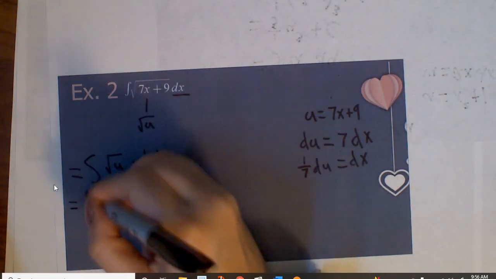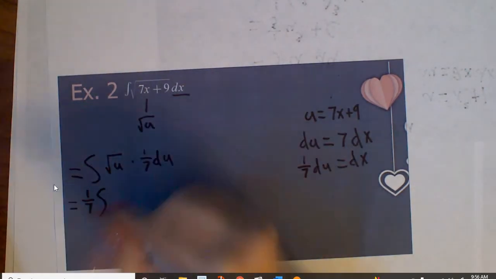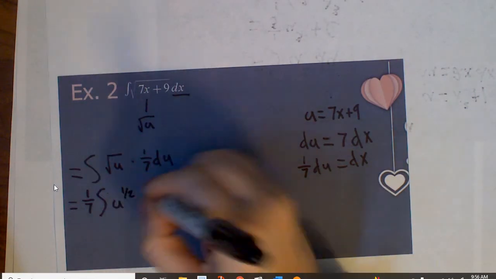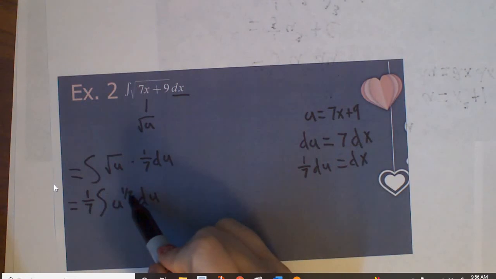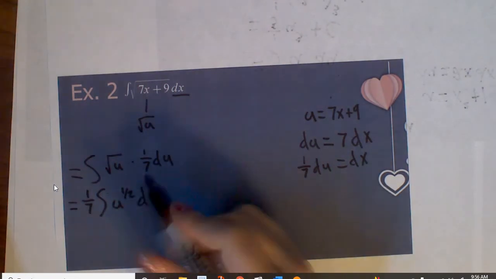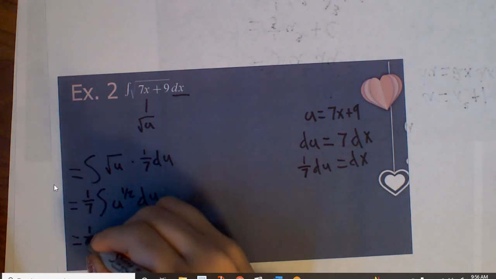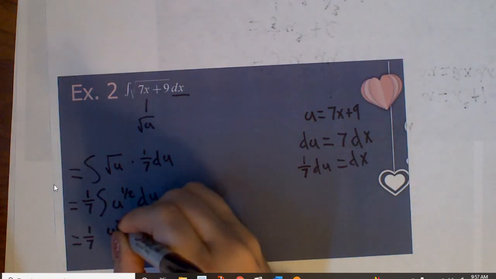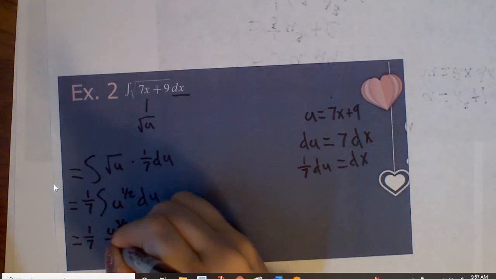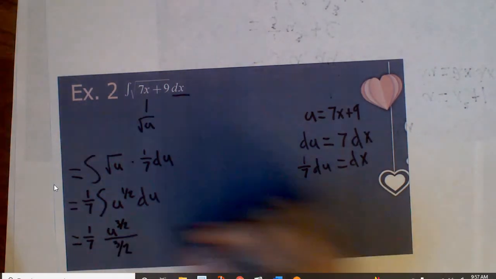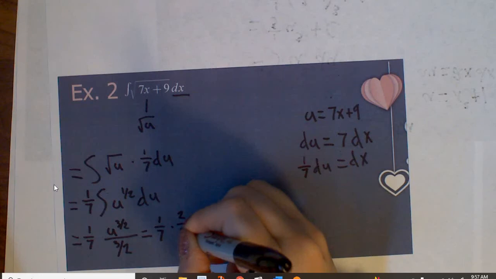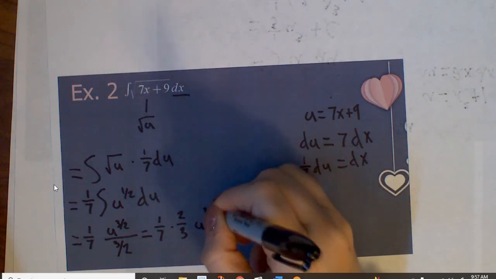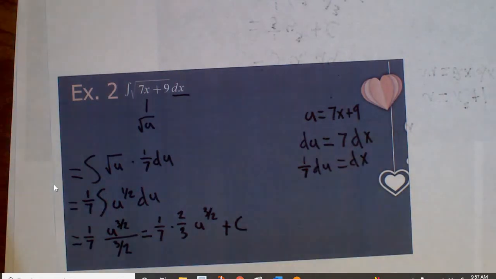Our 1/7 is a constant, so I'm going to bring it to the outside of our integral, and I'm going to rewrite the square root of u as u to the power of 1/2, because now we can use our general power rule. So I'm going to add 1, which is the same as 2 over 2, so we end up with u to the 3/2 divided by 3/2, which ends up being 1/7 times 2/3 u to the 3/2 plus c.